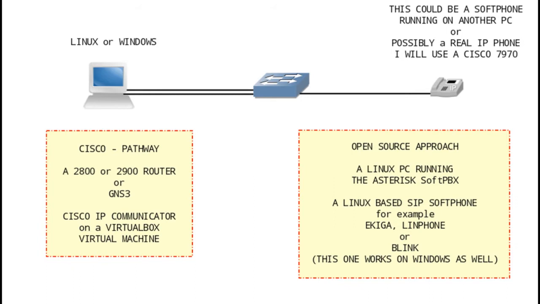In this particular instance I'm going to use the first approach, and we'll use a Cisco router, in this case a virtual router running in GNS3, running on a Linux PC. The Linux PC will have 2 network interface cards, and you'll see exactly why later. They will be plugged into a Power over Ethernet switch, and there'll be a real Cisco 7970G IP phone also plugged into the switch.